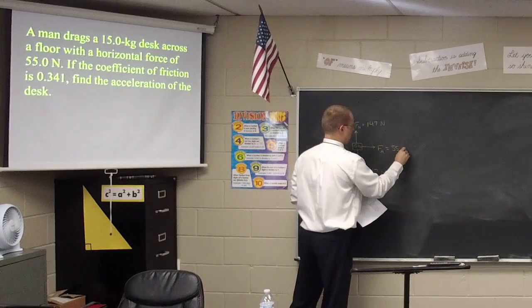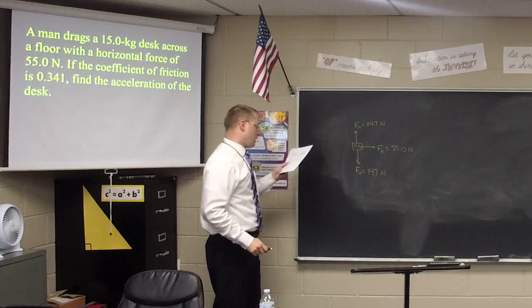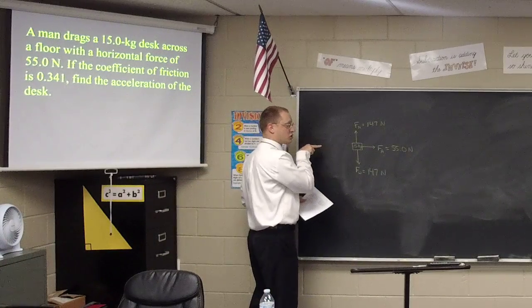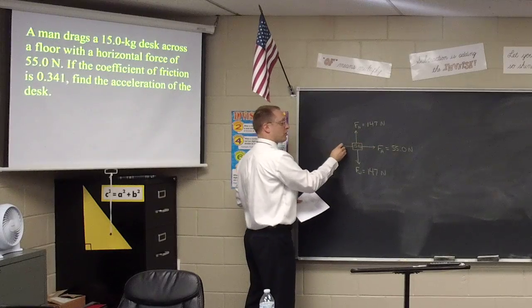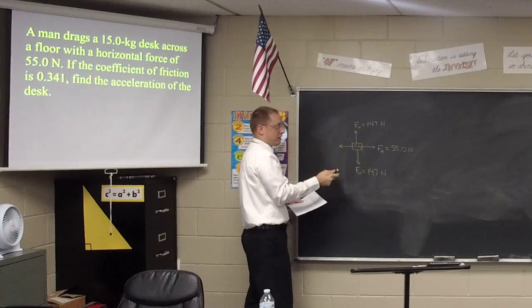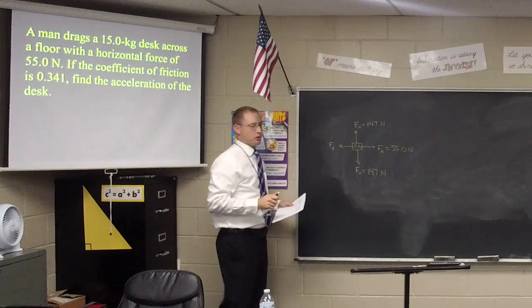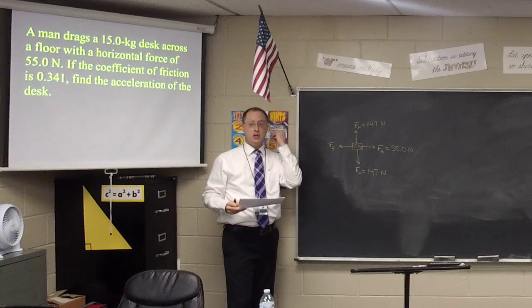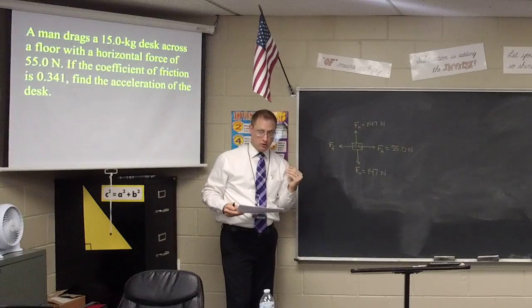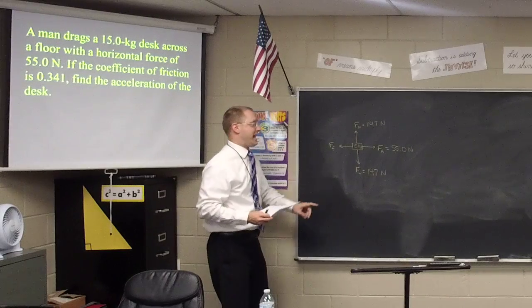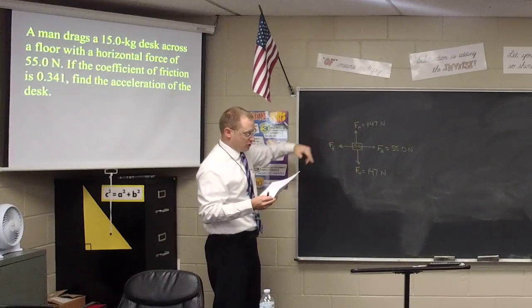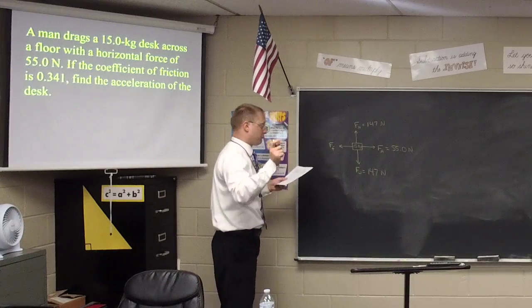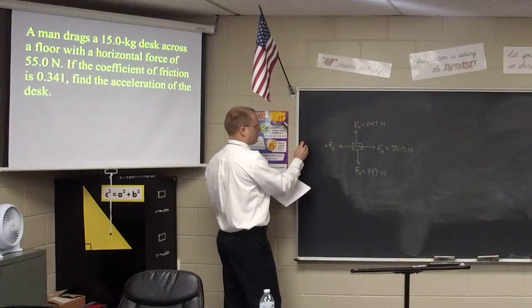Now, it tells us that the applied force here was what, Kendall? 55. And so the only other force in play, class, is friction, which, if he's trying to go that way with the applied force, friction would go this way. If he were trying to go that way, friction would go the other way, right? And to find friction force, we always do the same thing, class. We multiply the coefficient times the normal force. The normal force is that key. So we're going to take the 147 newtons, multiply it by the 0.341 coefficient to get how much friction force, Kendall? 50.127.